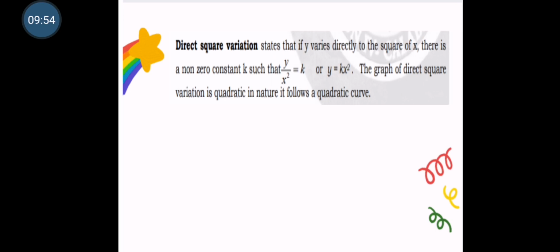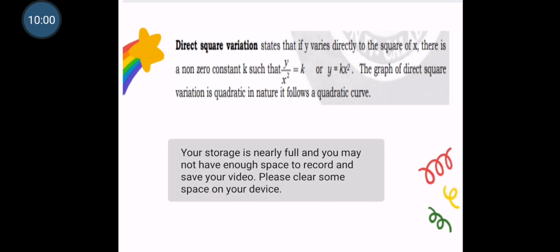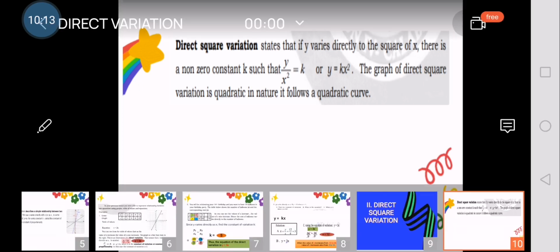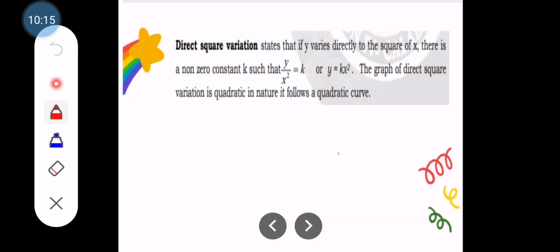So, ano nga ba ito? Ang direct square variation states that if y varies directly as the square of x, there is a non-zero constant. So, wala pong zero na constant, or yung k dapat hindi po siya magiging zero. At ang graph, since nag-square po yung x natin, ang graph po niyan is like a quadratic curve. Nagka-curve na po siya.